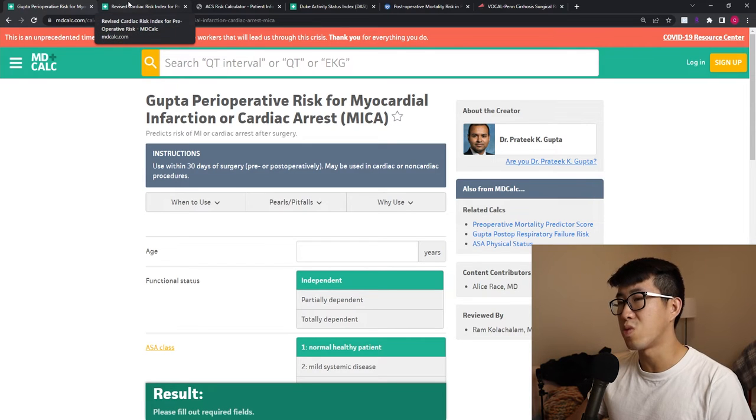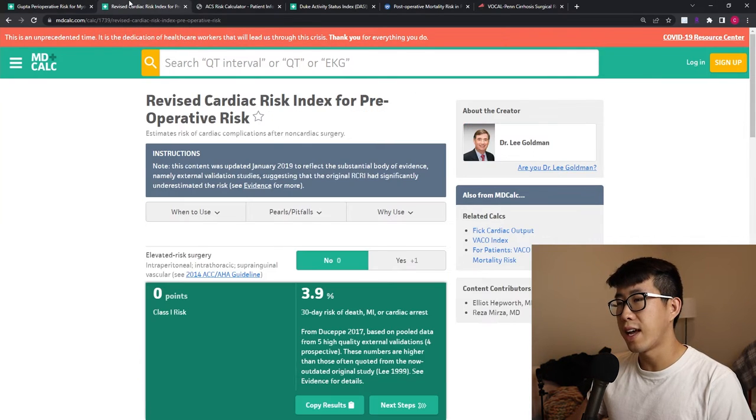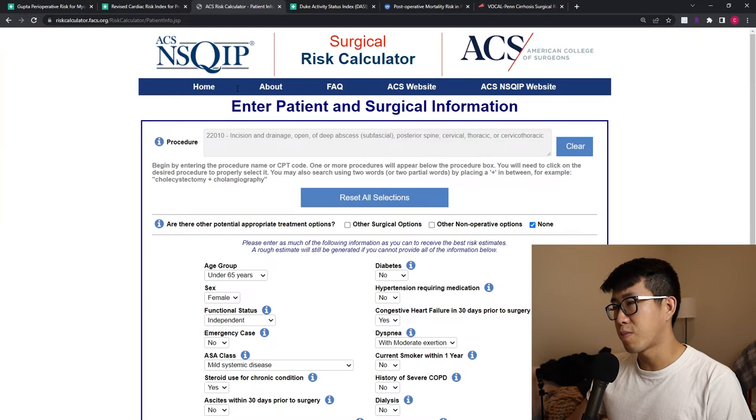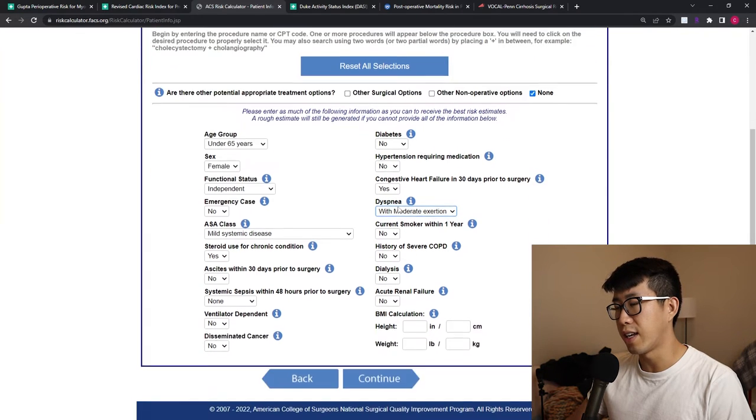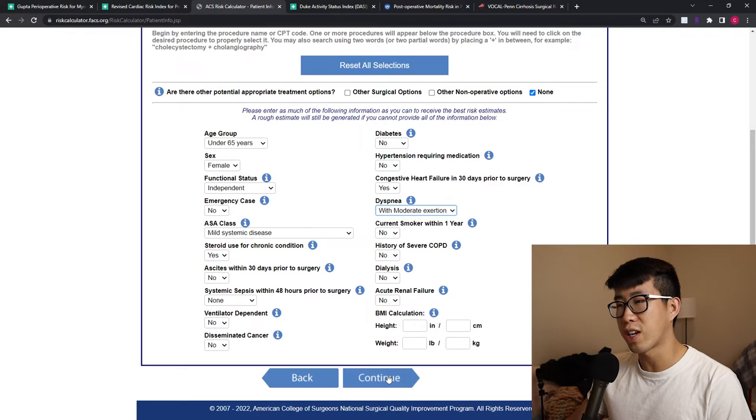The Gupta tends to underpredict cardiac risk, and the RCRI tends to overpredict cardiac risk. And finally, we're not going to do the NSQIP score that often, but it's really useful for when you have a patient who has multiple things going on, and you really want to have a very granular detail of specific complications that might happen.